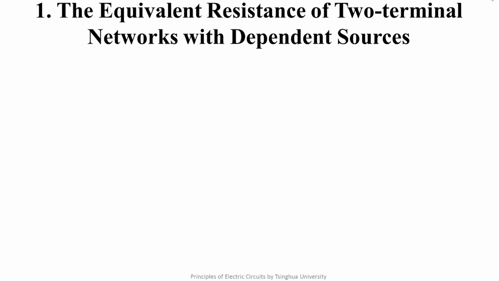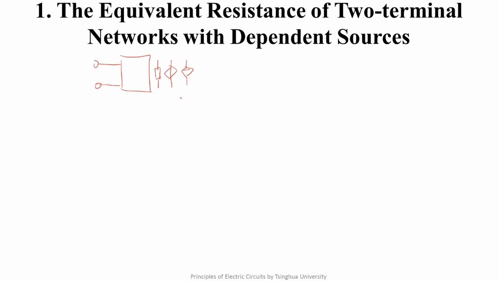Before the content, we need to introduce how we can deal with a two-terminal network if it contains dependent sources. For such a network, it has two terminals. If it contains resistors only, we can analyze it using the three methods we discussed previously, but sometimes it contains all kinds of dependent sources, so the situation becomes complicated.